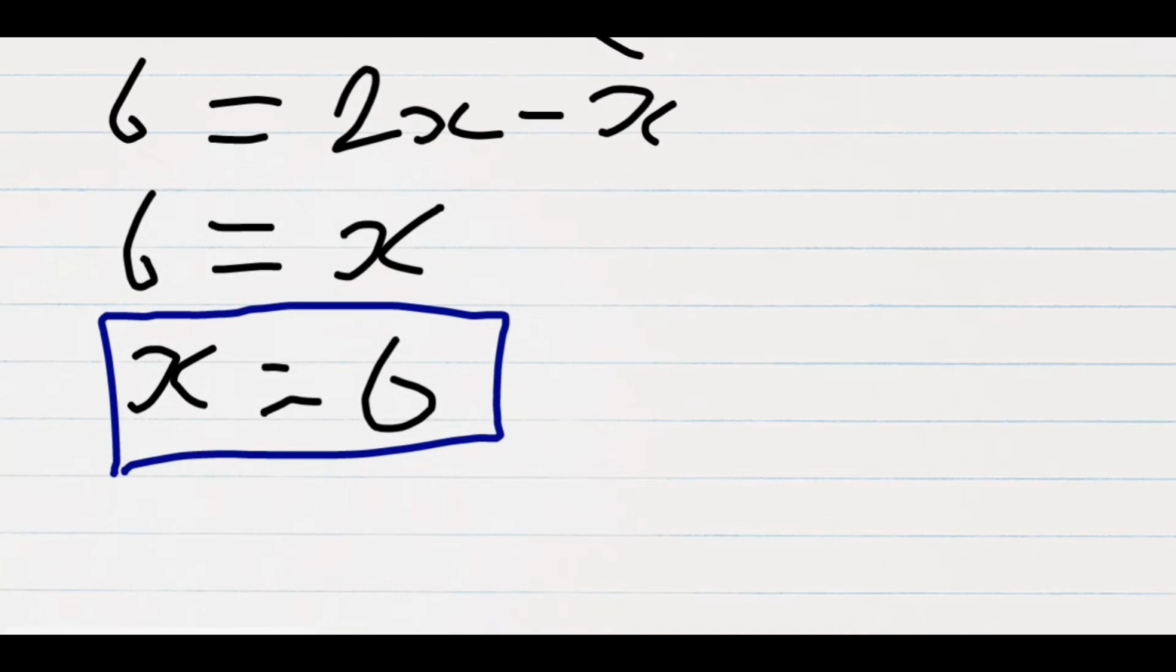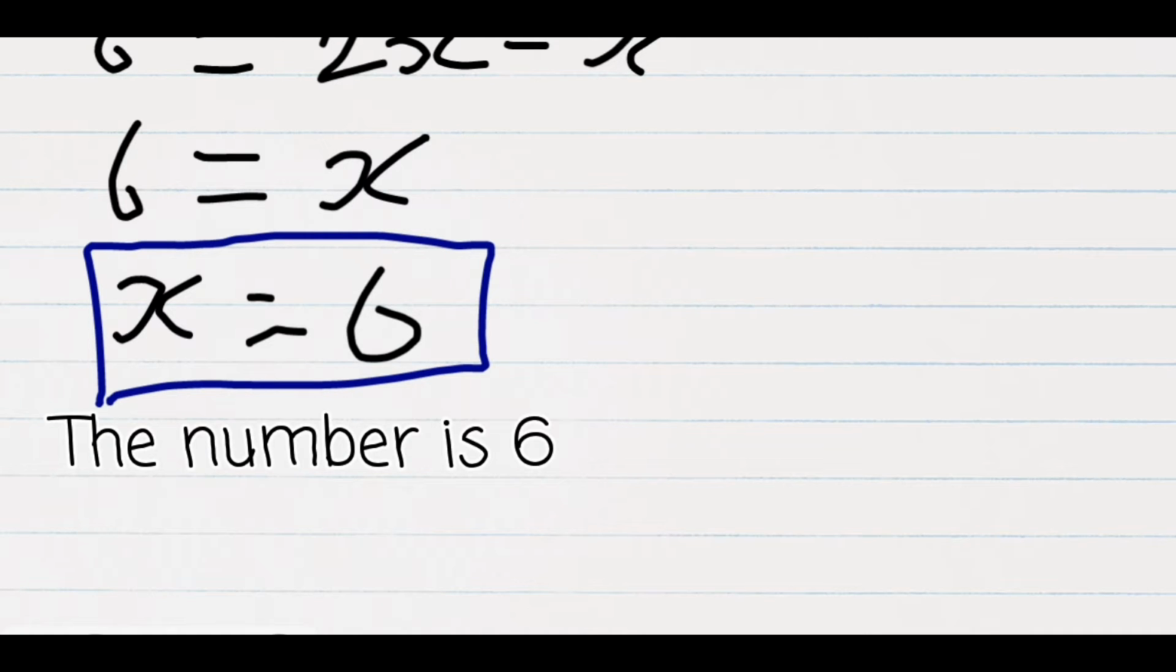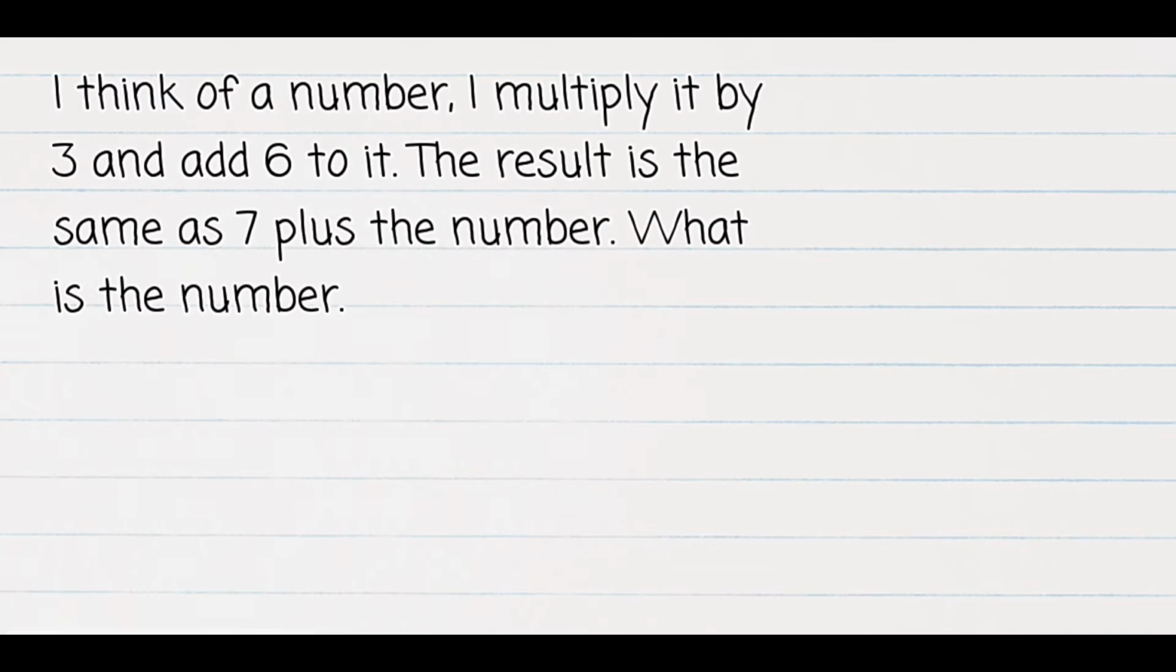And one more thing, always conclude at the end of your solving, or when you've got your answer. Always conclude at the end. So the number is 6, and this is how you conclude, with a short statement. It could be longer, it just depends on the way you conclude.